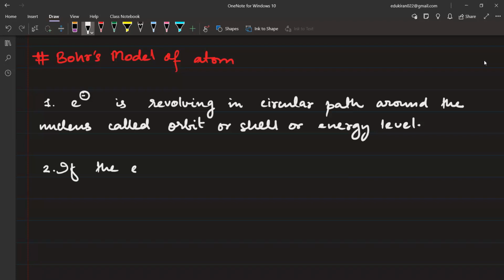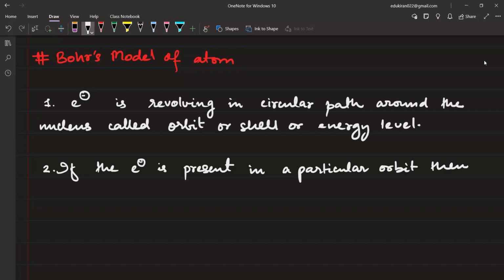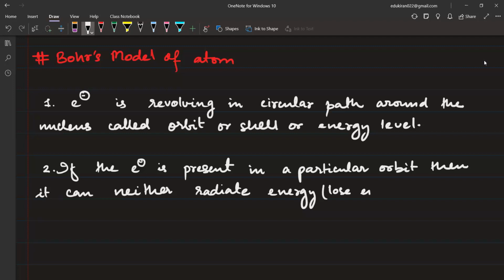If the electron is present in a particular orbit, then it can neither radiate energy, that means lose energy, nor absorb energy, that means gain energy.